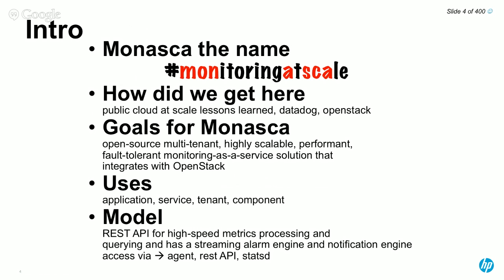Some of the uses for Monasca: application monitoring, service monitoring, monitoring things from the tenant level, and component monitoring. Really, anything you would want to monitor in an environment, you can instrument it with Monasca to collect those metrics. It's got a REST API, an alarm engine, and a notification engine. We use Storm in the background to process the alarms. That's also called our threshold engine.